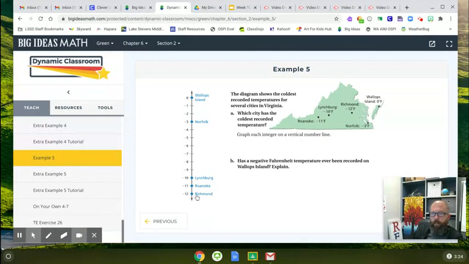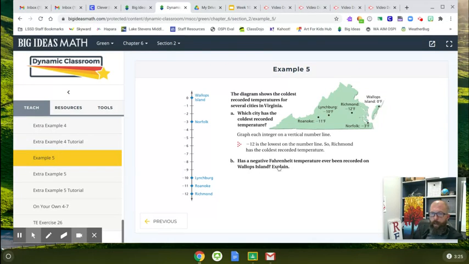We got Richmond, negative 12, Roanoke, negative 11, and so on. Wallops Island is 0 degrees. Even though that's the warmest, that's not very warm. Okay, so which city has the coldest recorded temperature? We're going to go to the lowest one, right? So negative 12 is the lowest, and that would be Richmond.